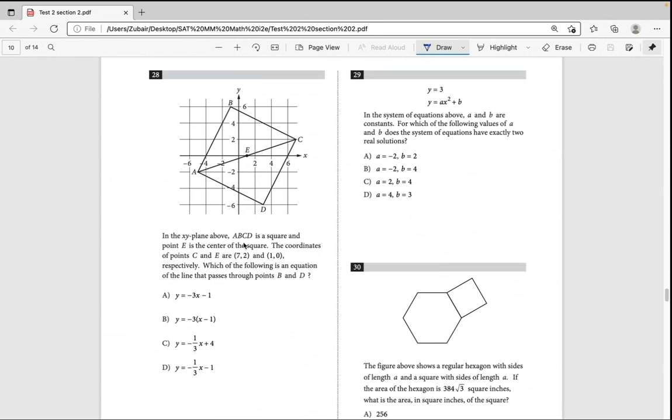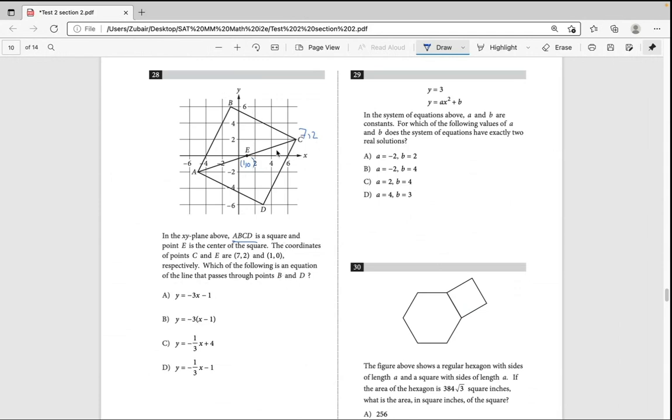In XY plane above, ABCD is a square and point E is the center of the square. The coordinates of point C and E are 7, 2 and 1, 0. Which of the following is an equation of the line that passes through point B and D?